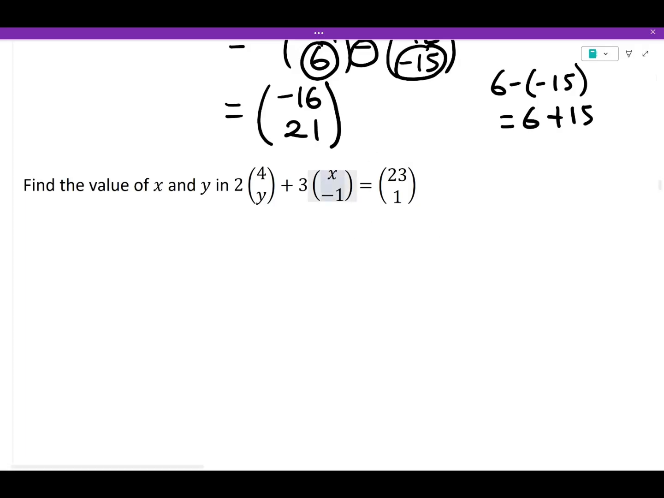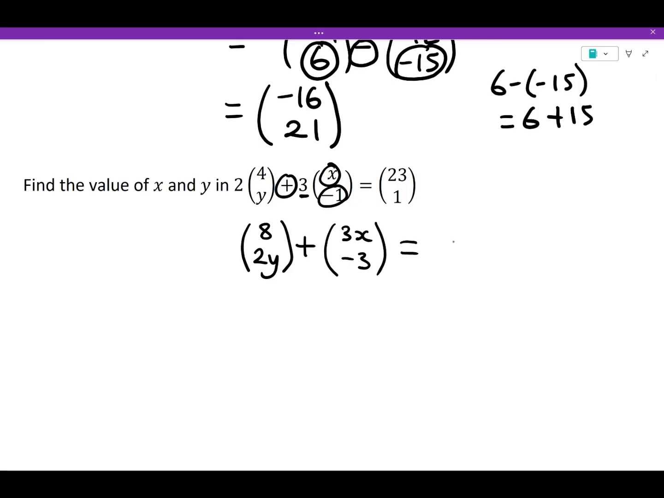But the left-hand side is written as this addition, so I want to write this as one single vector. To get this process started, I'm going to multiply both of the vectors by the scalars multiplying them. In the first instance, we've got 2 multiplied by 4, which is 8, and 2 multiplied by y, which is 2y. Then we have this plus here, and 3 is multiplying our vector. So 3 times x is 3x, and 3 times -1 is -3. And then close our vector, which is equal to, and I'm going to leave the 23, 1 as it is.